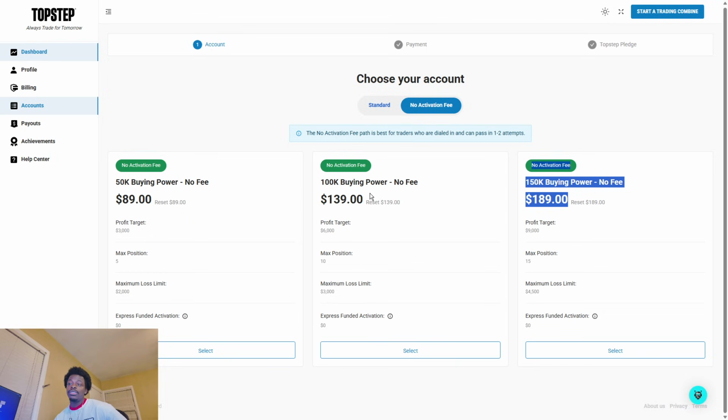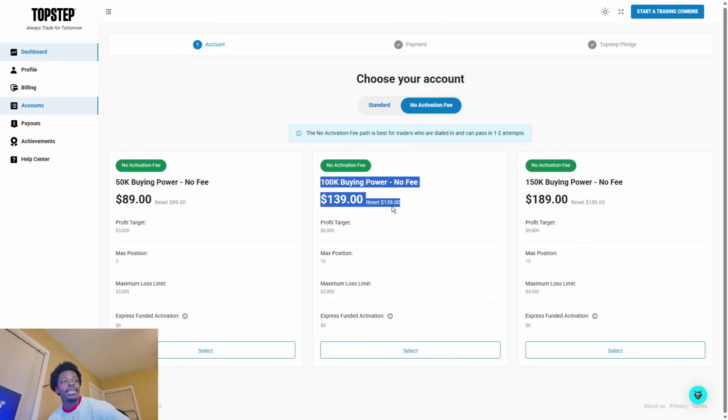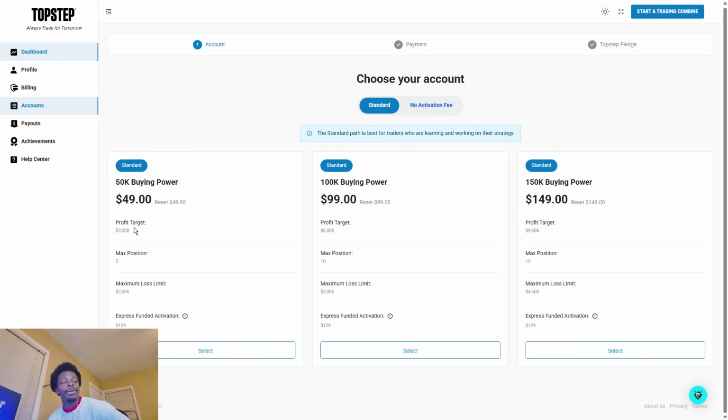So that's what's new with TopStep's accounts. These no activation fee accounts are all in one price at the start instead of paying for the eval and then paying for the funded account.